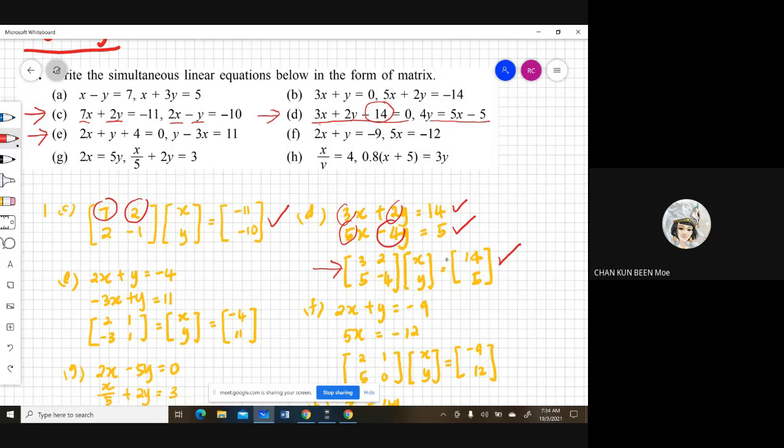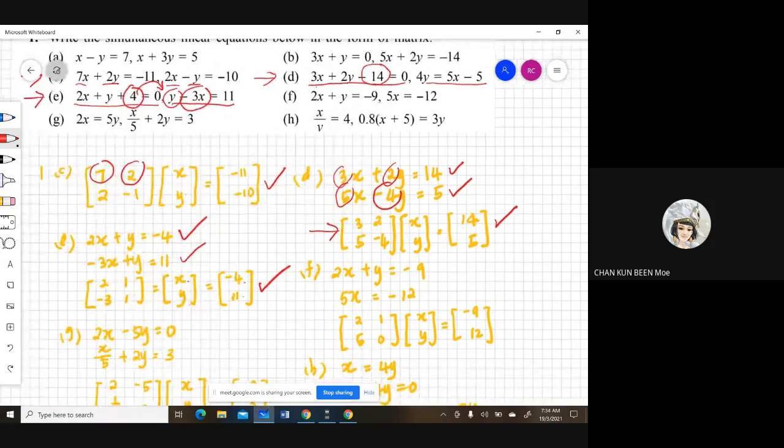2x plus y plus 4 equal to 0, y minus 3x equal to 11. This one is done already, so you don't have to do anything. But then this one, you have to move the 4 to the back, becomes negative 4 like this. Okay, and then to make it easier for you, you exchange the position of the 3x and also y, becomes negative 3x plus y equal to 11 like this. After that, you just take out all the constant and change it into the form of matrix. So this is the answer: 2, 1, negative 3, 1, x, y, negative 4, 11. Okay, you check your answer.